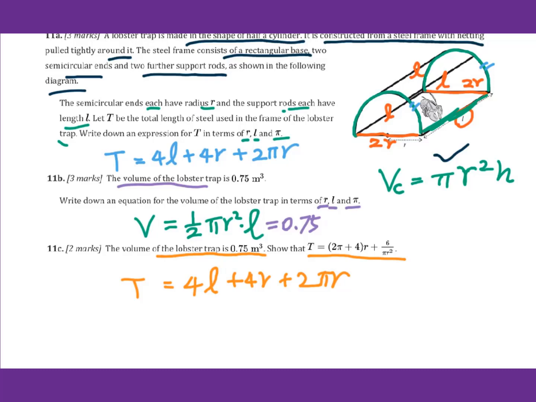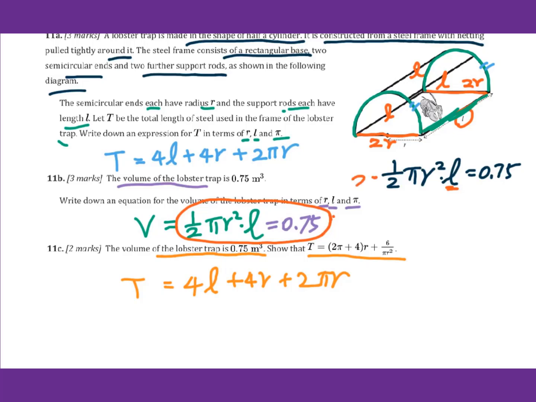According to this, we can get L. How do you get this L? In other words, how do you isolate this L? We multiply by 2 on both sides. Then you need to divide by pi on both sides. Then you divide by r squared on both sides. So we get L equals 0.75 times 2, that's 1.5 over pi r squared.